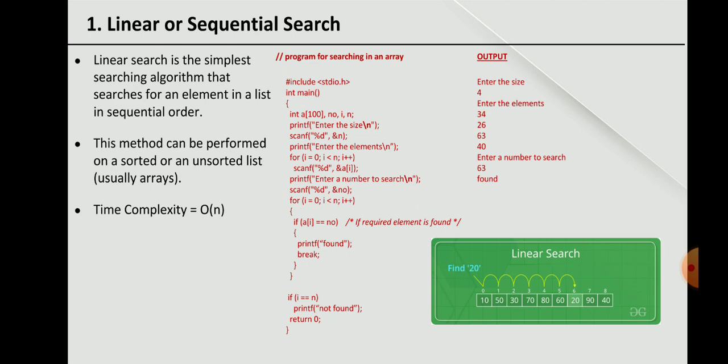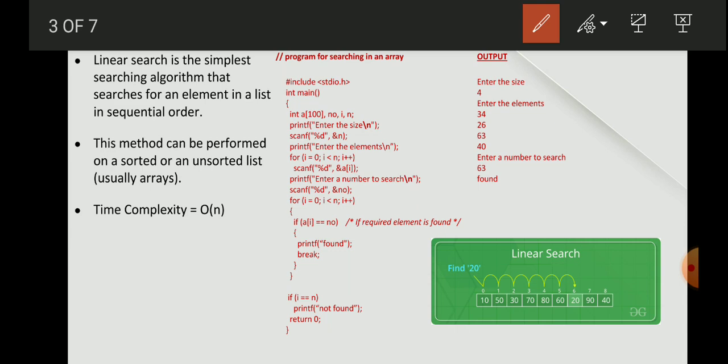For example, in this diagram we want to search 20 in the array, so we start with the 0th location, then we proceed to 1, 2, 3, likewise we compare with each element. So finally we are getting a match at location number 6. So we are comparing with each element in a sequential manner, therefore it is also called sequential search. And this method can be applied on sorted as well as unsorted lists. And the time complexity of this is O of n.